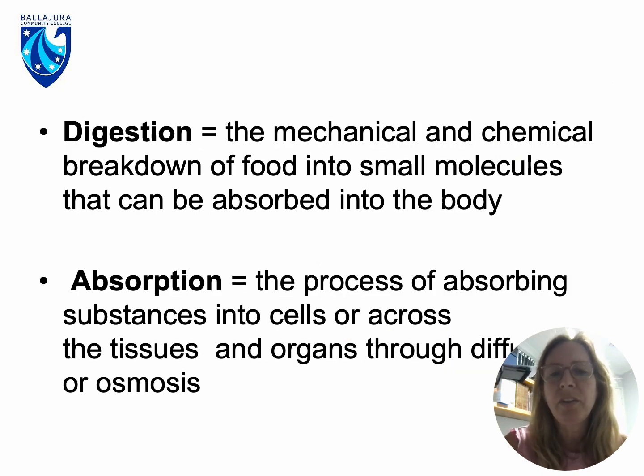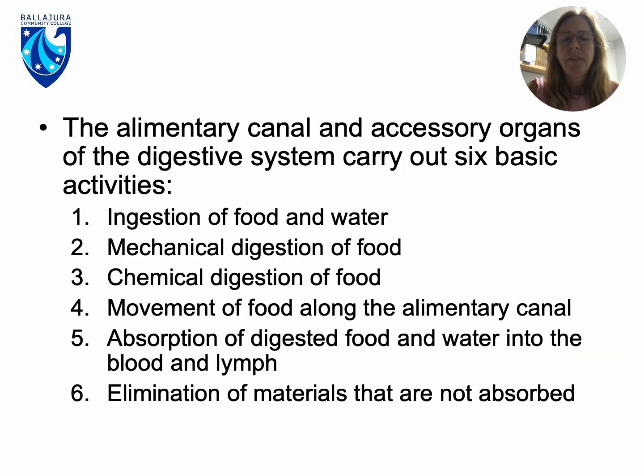There is a distinction between digestion, which is the mechanical and chemical breakdown of food, and absorption, which is the process of absorbing the substances into the cells or across the tissues and organs through diffusion or osmosis. The alimentary canal and accessory organs of the digestive system carry out the following 6 basic activities: ingestion, so getting the food in; mechanical, so physical breakdown of the food; chemical digestion, and movement of the food along the alimentary canal, followed by the absorption of the digested food and water into the blood and the lymph systems, and finishing with the elimination of materials that are not absorbed or used.